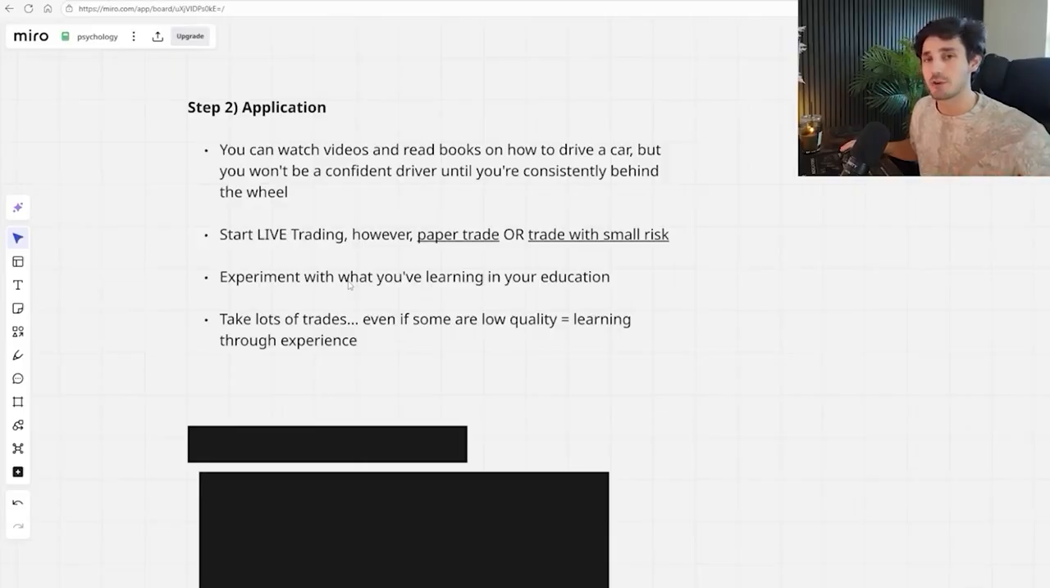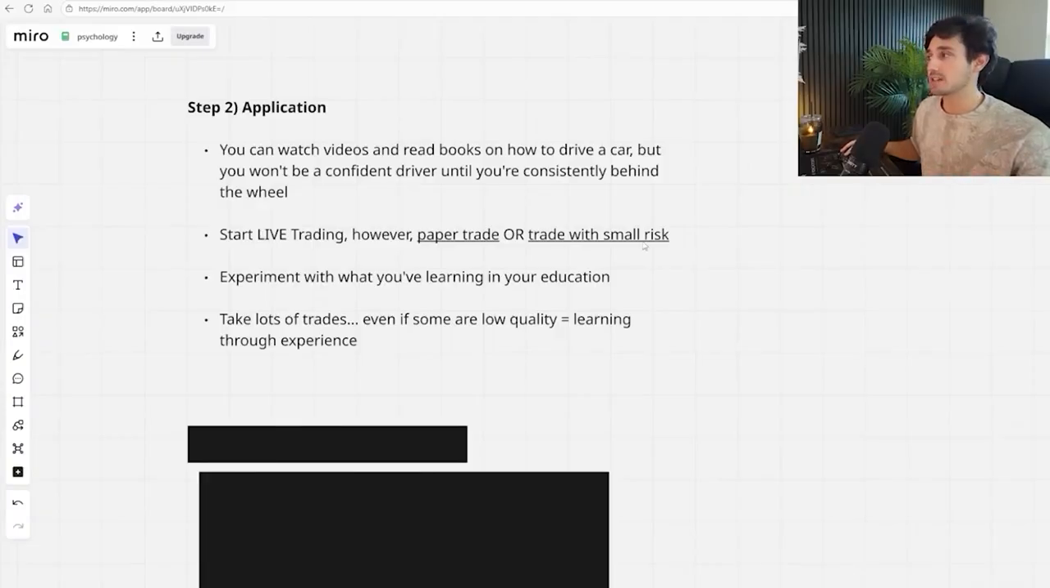What most traders do is that once they've learned the education, great, they fund their account and they start using big risk. And when you're using big risk during this experimentation phase where you're testing your strategies, you're testing setups, right? You're not going to become profitable right away. You're going to make mistakes. You have to figure out what works for you. You have to figure out what doesn't work for you. So why would you risk a lot of money in this beginning stage of learning, right? When you begin live trading, you need to paper trade or trade with small risk.